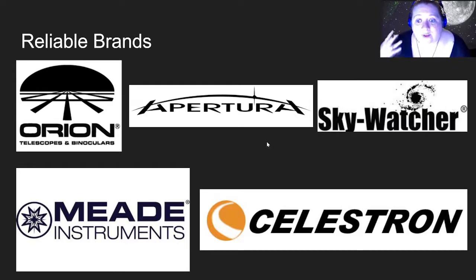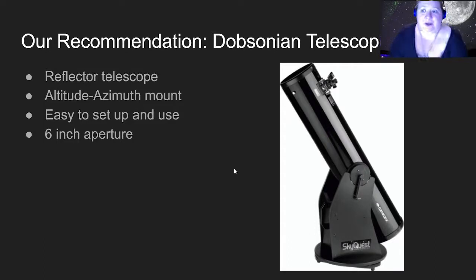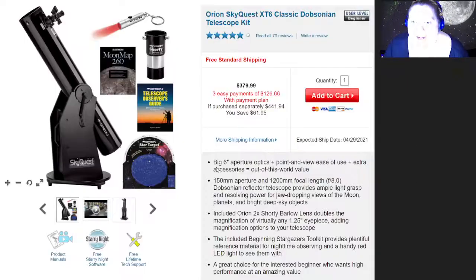So if you want an actual product of here's a great beginner telescope to go buy, let me tell you. The best type of telescope is a Dobsonian telescope, which is a reflector on an Alt-Az mount. It looks like this. Specifically, this is the one that I generally point people to, the Orion SkyQuest XT6. It's a 6-inch telescope, right in that range, great views, but still very portable.